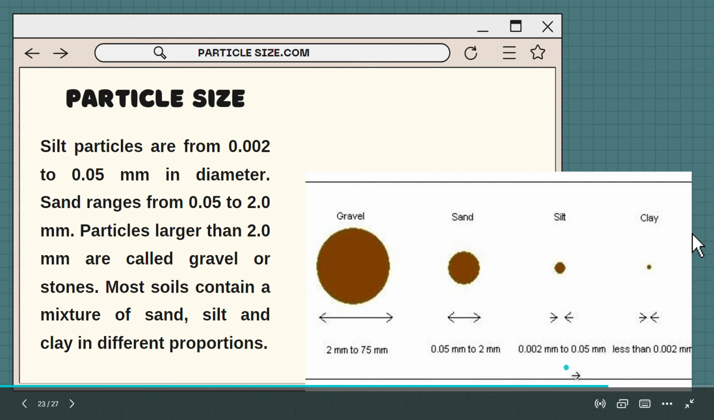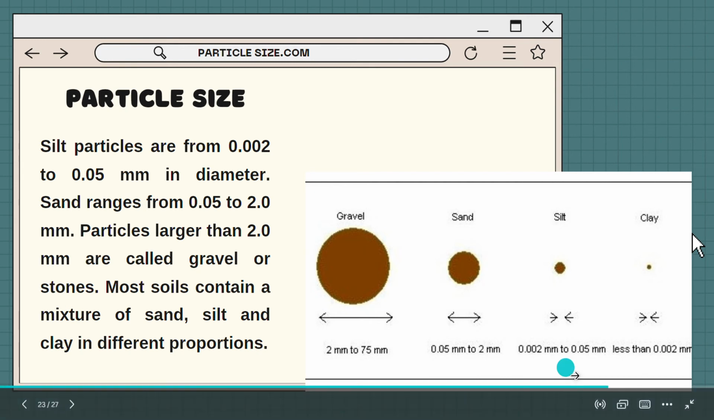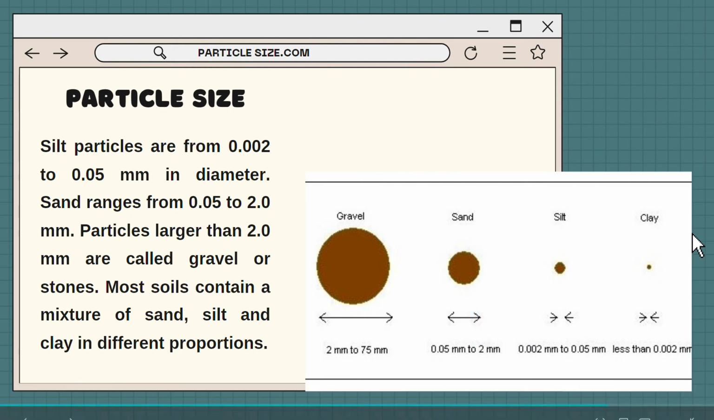So, particle size affects the permeability of soil. It's because permeability varies according to the size of soil particles. If the soil is coarse-grained, permeability is more, and if it is fine-grained, permeability is low. So, the relationship between the coefficient of permeability and particle size can be shown.